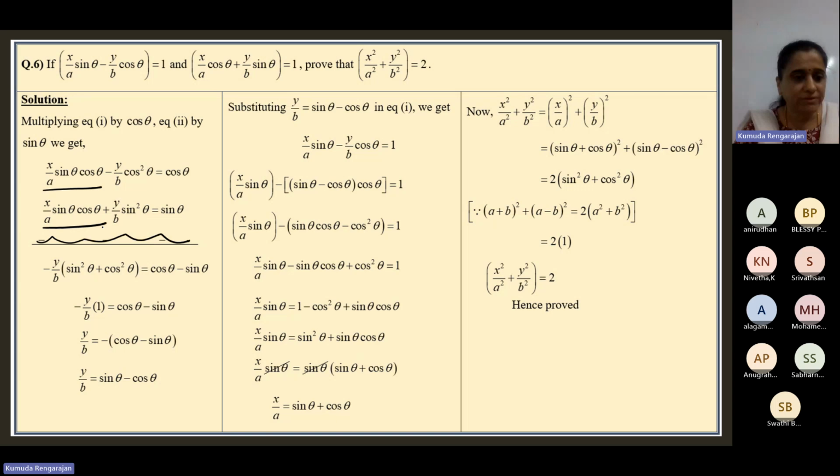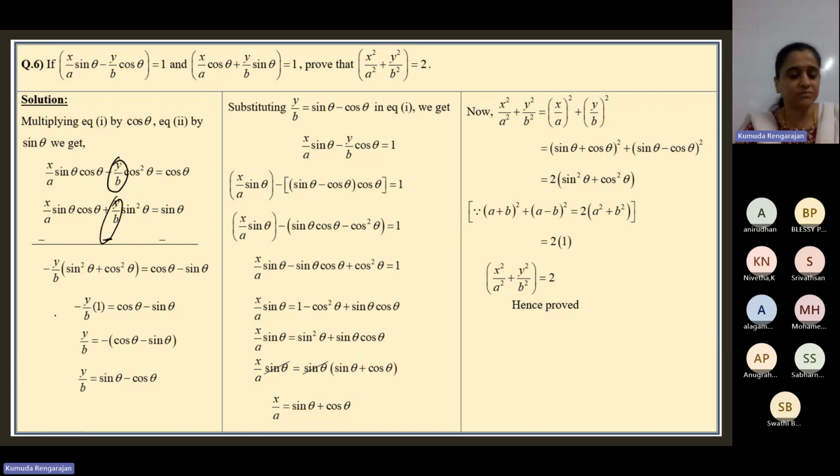They're the same terms with the same signs. So only if the value is 0, you can slash it. So we have to change the signs. So when you change the signs, this is positive, this is negative. So 0. So here, this is minus y by b cos square theta. This is also minus here. Take the new sign, the changed one. So minus y by b sine square theta is equal to cos theta minus sine theta. So what's common there? Minus y by b is common.